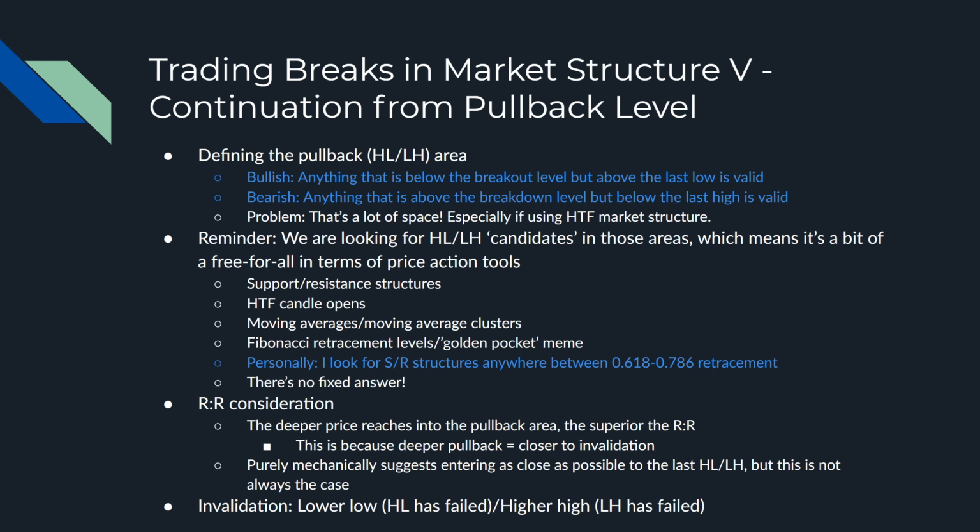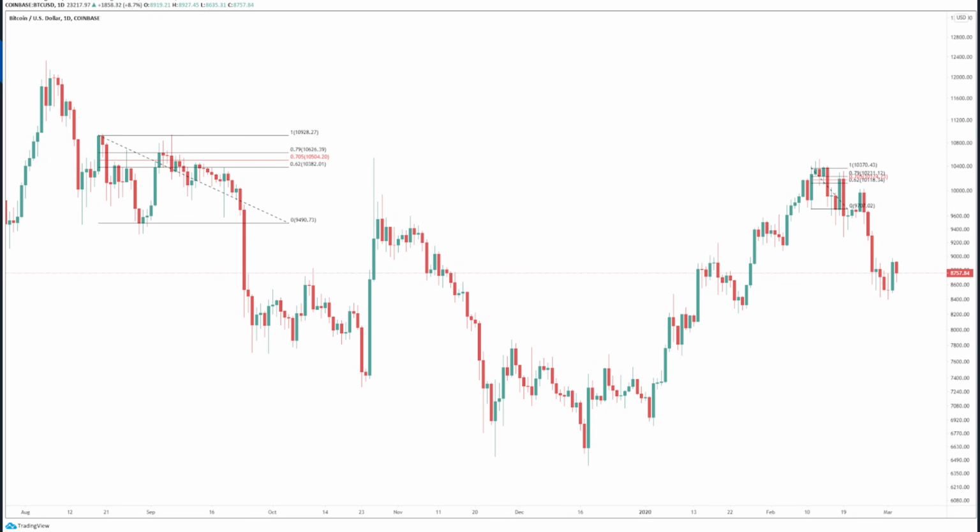Invalidation, as discussed earlier, for the bullish case is a lower low, because we need higher highs and higher lows for bullish market structure. A lower low is unacceptable for those purposes. And for the bearish case, we need lower highs and lower lows. So if price makes a higher high, that pattern is broken and it's not acceptable.